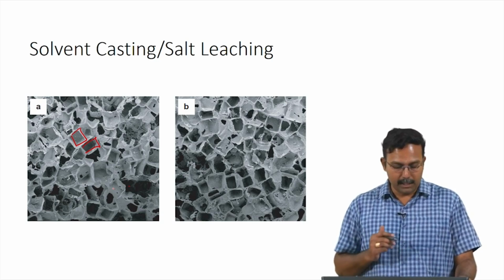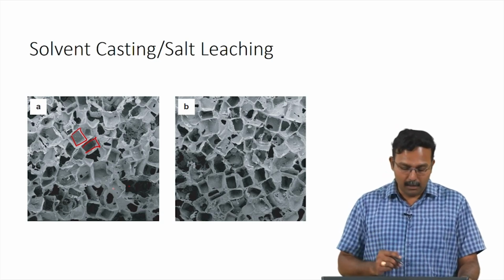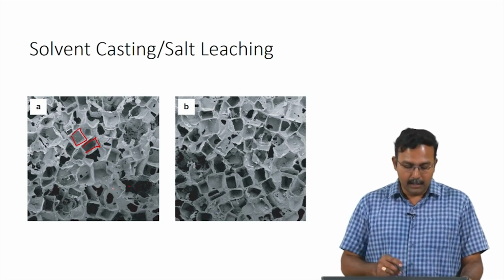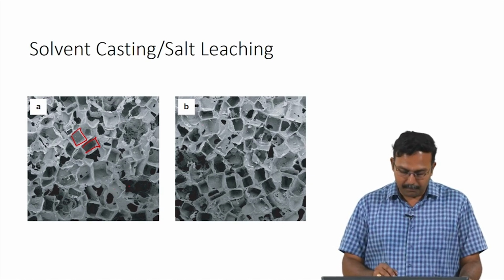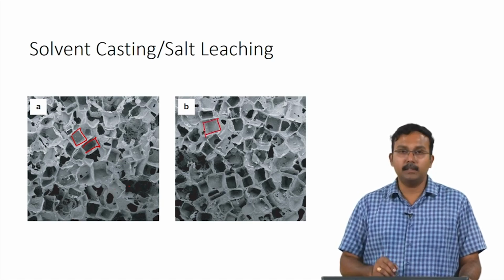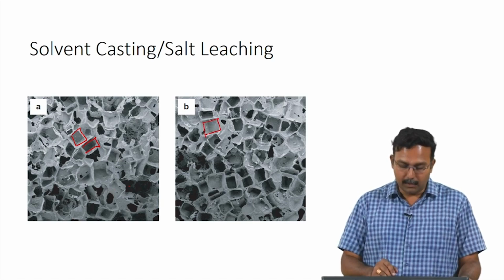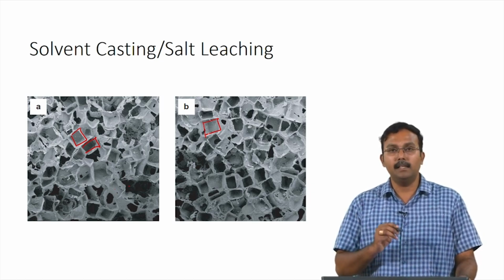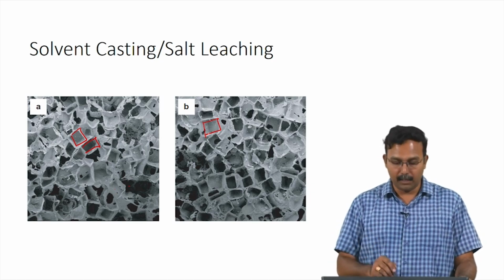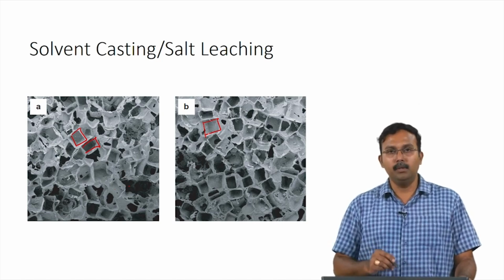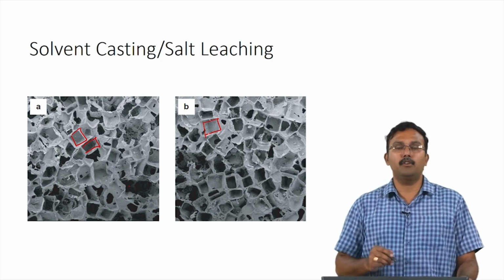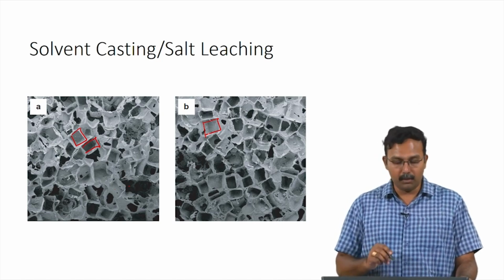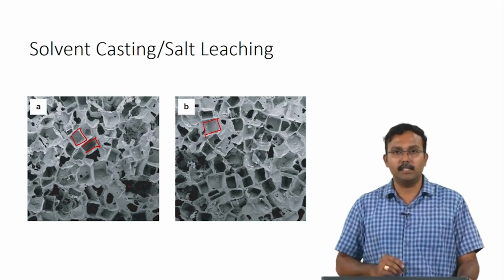However, one of the limitations you would see is that in many of these pores there is very poor interconnectivity. For example, you look at this particular pore. This pore actually is fully covered. You actually have a region where cells can go and attach, but they cannot penetrate into the scaffold if they go into this pore. So, this would mean the interconnectivity might not be excellent when you are talking about the solvent casting and salt leaching method.